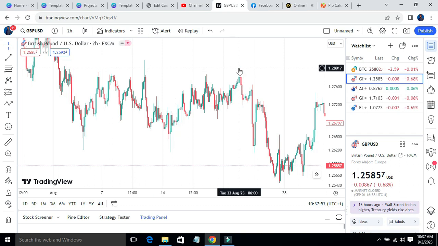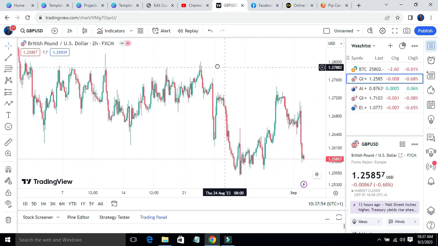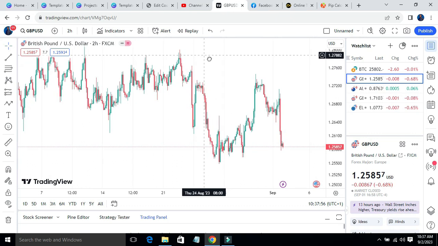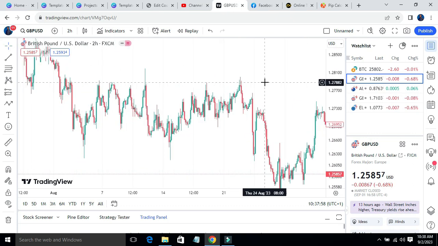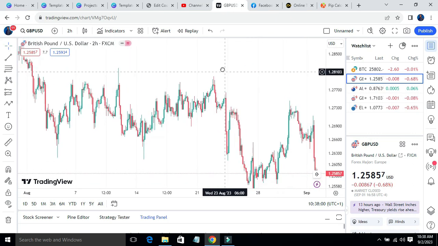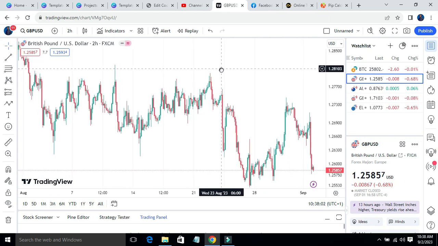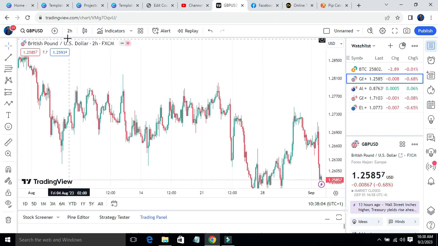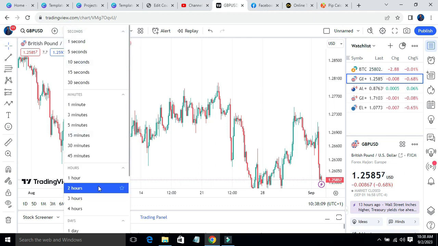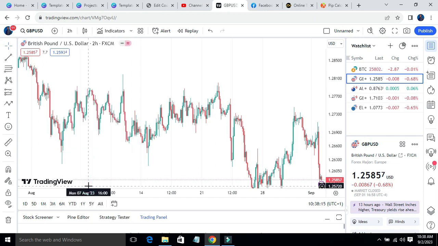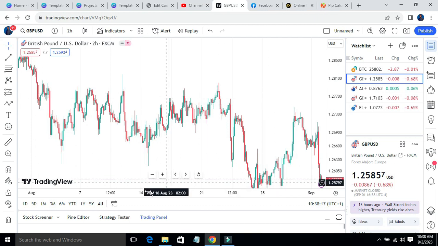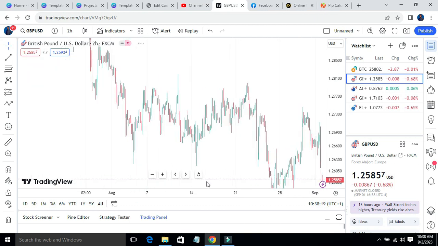Next, we are going to check the direction of the market. Where is the market going? You can see from up to down, the market is going down. Then you can also check the time frame of the market. We are in the 2-hour time frame. You can choose 15 minutes or 5 minutes or any time frame that you want. The time frame is how the market moves per time.